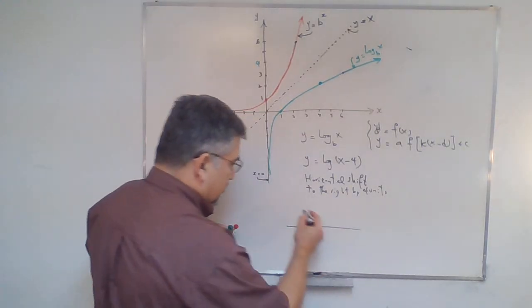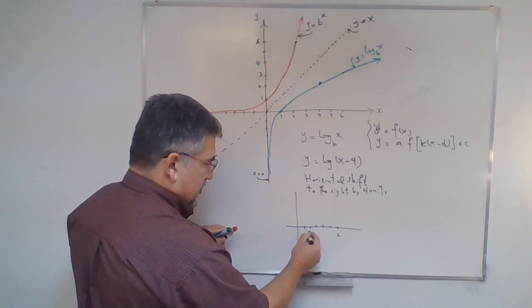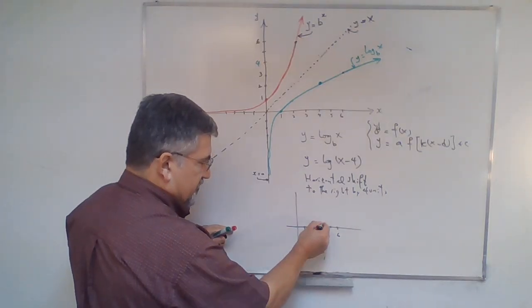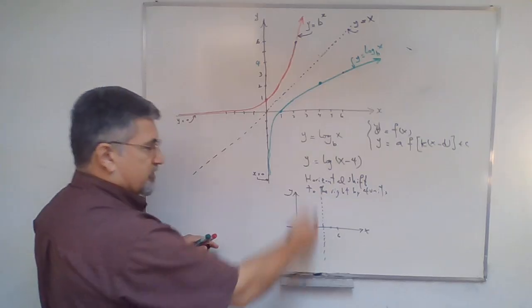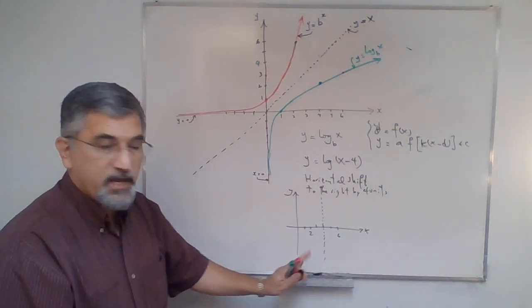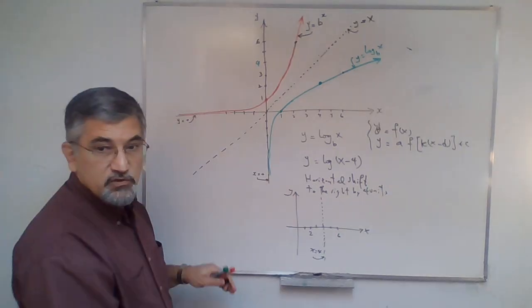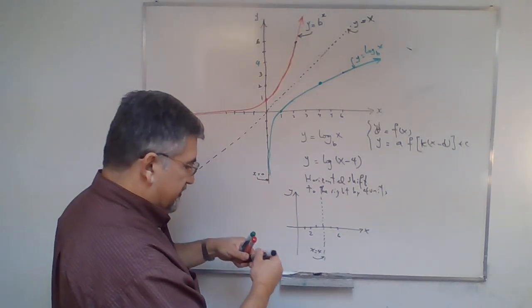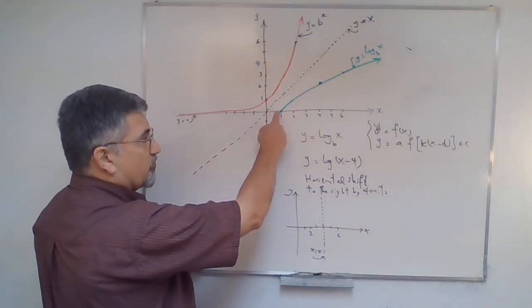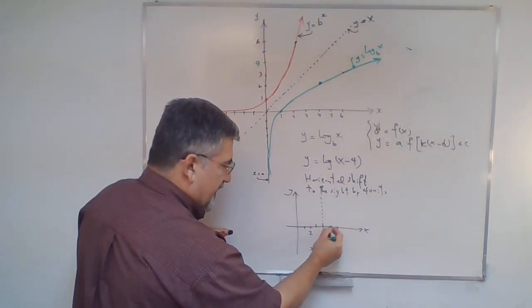So the graph is going to look like something like this: 1, 2, 3, 4, 5, 6. So this is 2. So we have our vertical asymptote this time at x equals 4. And in fact, x equals 4 is the equation of the vertical asymptote this time. But in the past, it was x equals 0, if you remember. And the graph, instead of having an x-intercept of 1, now it's going to have an x-intercept of 5, actually.